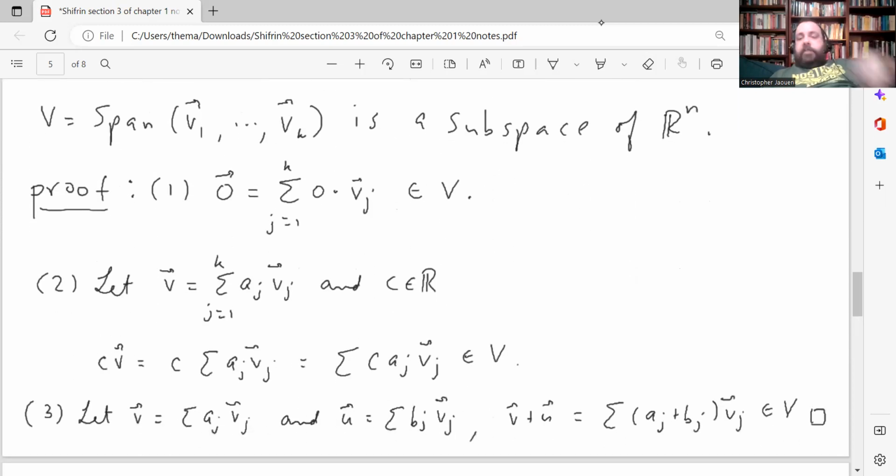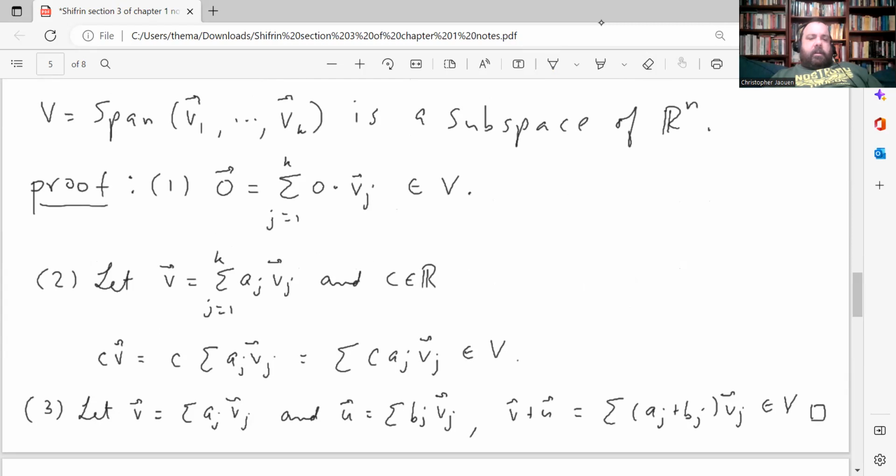To prove that something is a subspace, you just have to show that it satisfies those three conditions. So step number one, the zero vector is in the span because you can write the zero vector as a linear combination of the vectors v1 through vk. You just take all of the scalar weights to be zero. So the zero vector is in there.